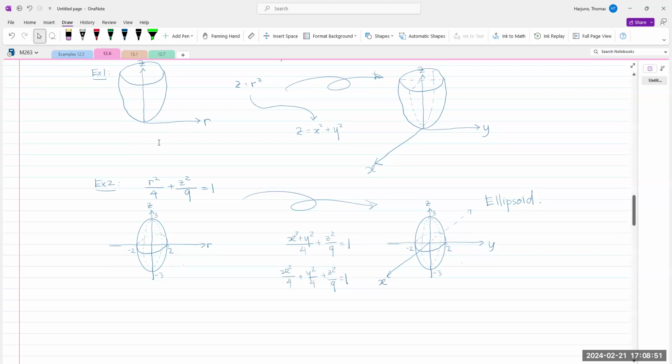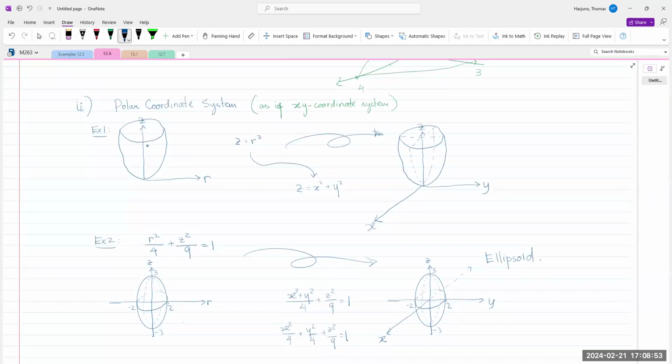Okay, now this guy here is called paraboloid. Now, in case the cross section, when I say cross section, is this part here. In case the cross section is not a circle, but let's say an ellipse, then we call that elliptic paraboloid.